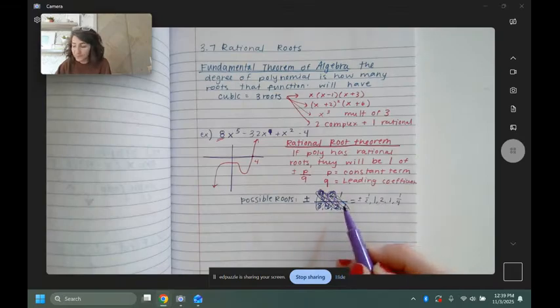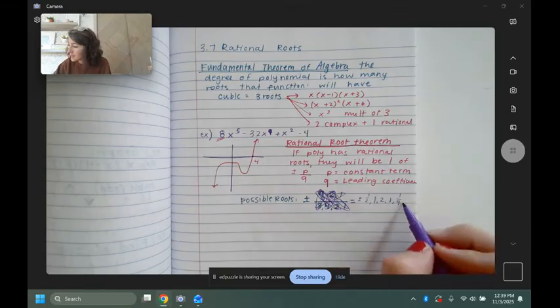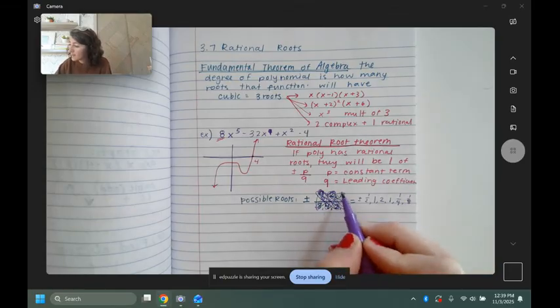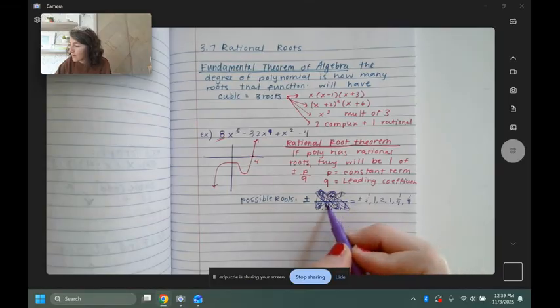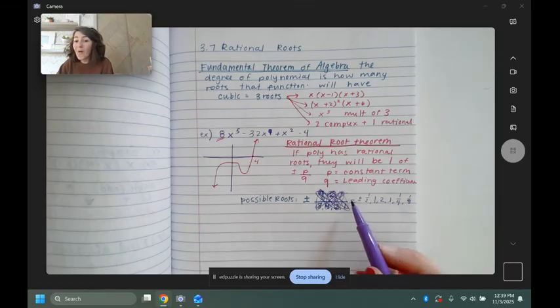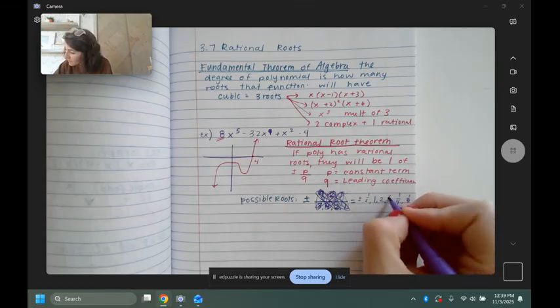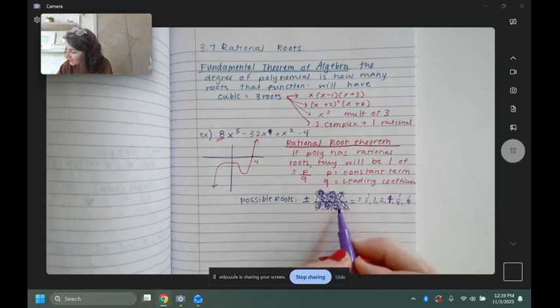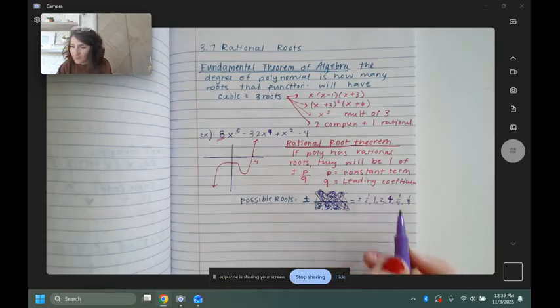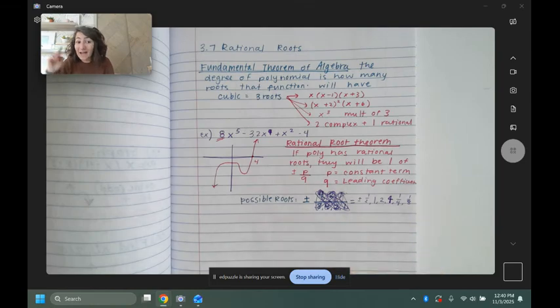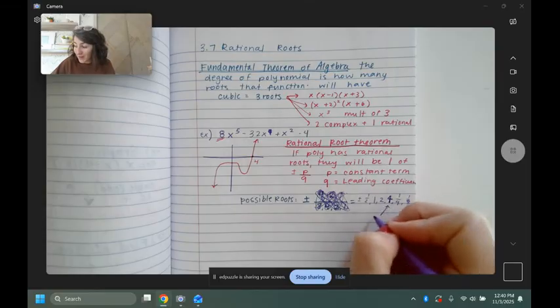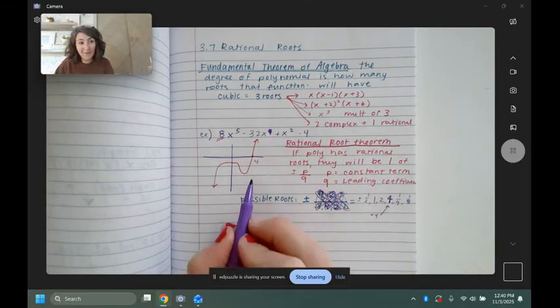1 divided by 8, 1/8. 1 divided by 4, I already have that. 1 divided by 2, I already have that. And 1 divided by 1, I already have that. So all of my possible, oh wait, this is supposed to be 4 divided by 4, 1. 4 divided by 2 is 2. 4 divided by 1 is 4. All of my possible roots are here. Now I know that the root of this function is positive 4 because I can see the graph.